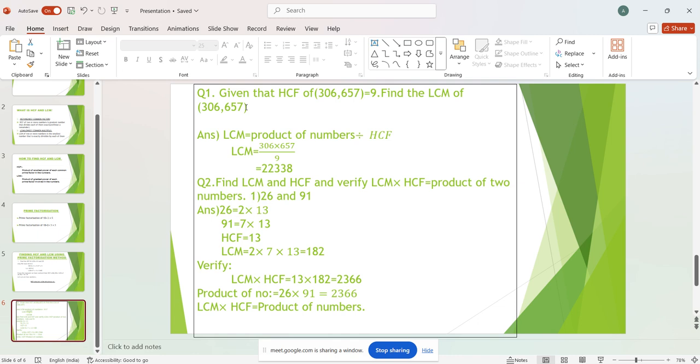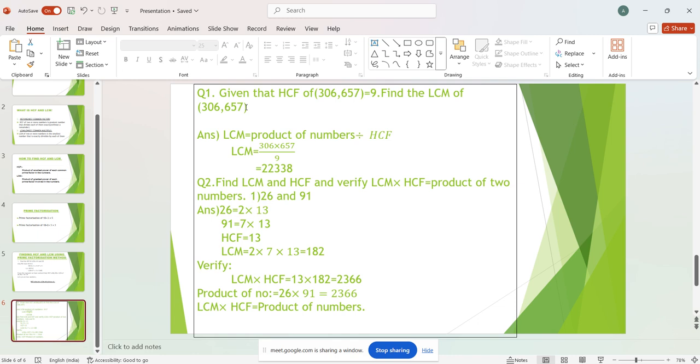Then for the LCM, 26 has only 2, so 2 raised to 1 is taken. Then 91 has only one 7, so that 7 is taken. Then 13 is common to both, so 13 is taken. So 2 into 7 into 13 equals 182. That is the LCM. So the first part is over.